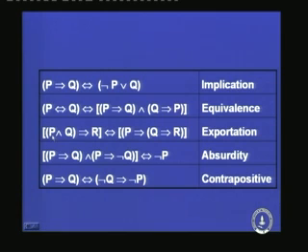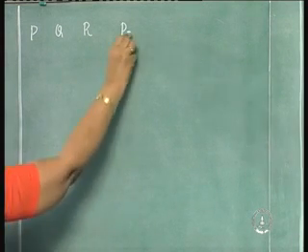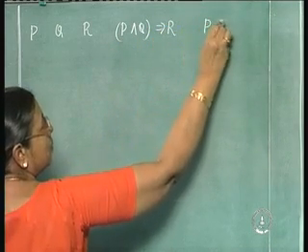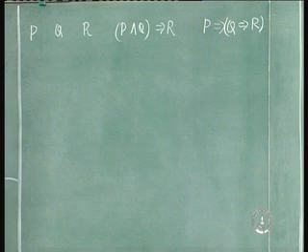Similarly, P and Q implies R is equivalent to saying P implies Q implies R. This is called exportation. We can draw the truth table for this also, having 8 rows.